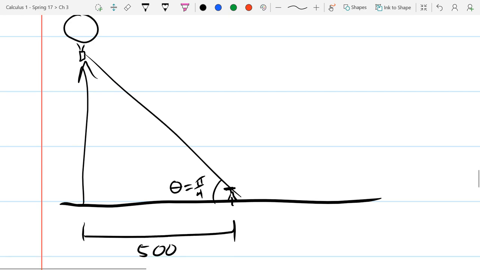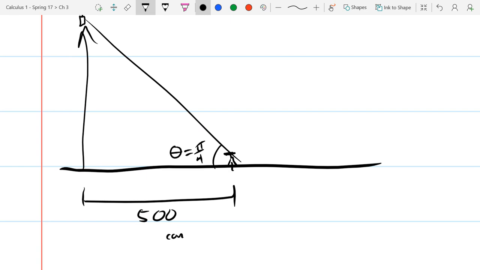So is this number 500 changing right here? That's the distance from the takeoff point to the little measuring device. So that's constant, and I don't want to use another variable for that. So 500 is constant. You don't have to write constant next to it, but if you don't use a variable for it, that means it's going to be constant.